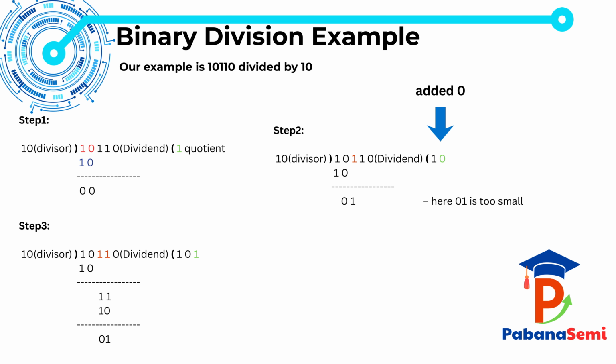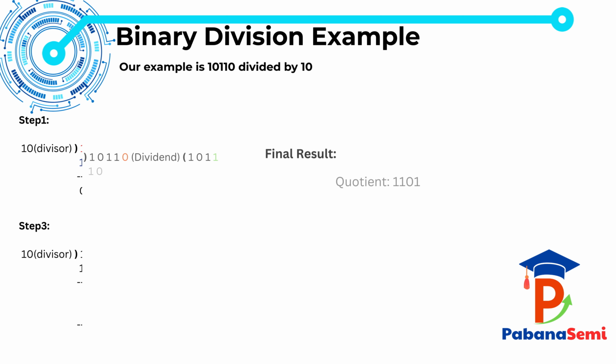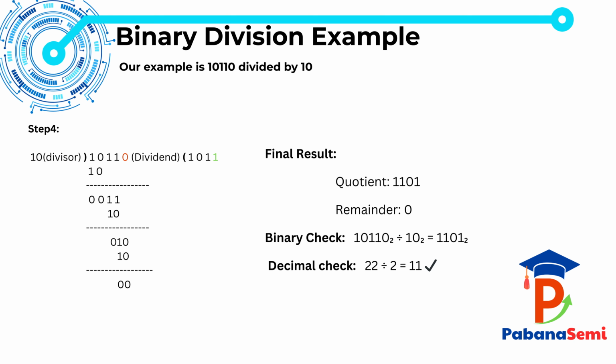Step 3. Bring down the next bit, another 1. Now we have 011. Can 10 divide into 11? Yes, it can. So we put 1 in the quotient. Subtract 10 from 11 and we get 01. Step 4. Bring down the final bit, which is 0. Now we have 010. 10 can divide into 10, so once again, we write 1 in the quotient. Subtracting gives us 0, and we're done.